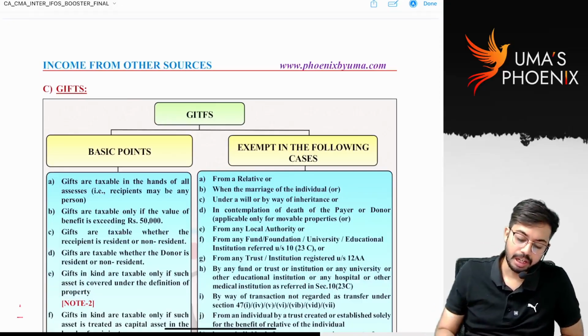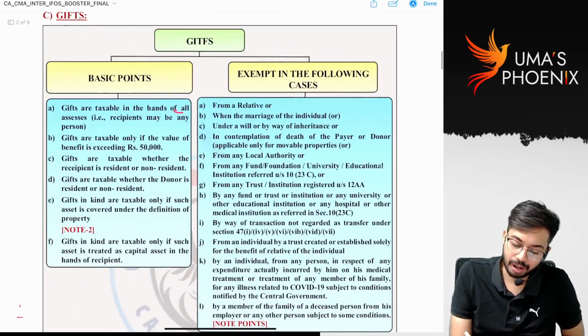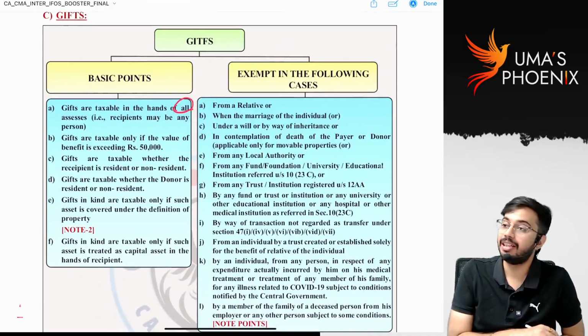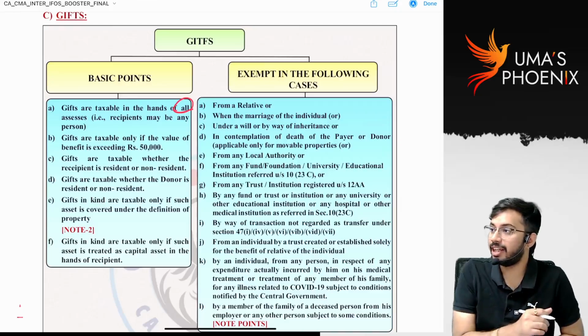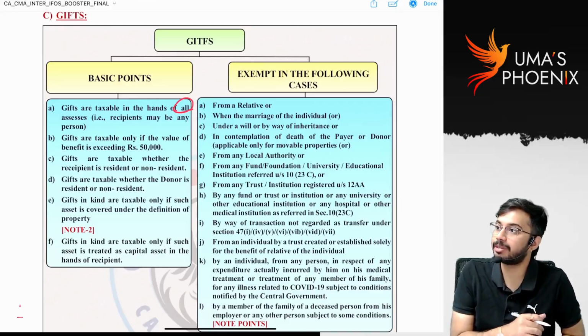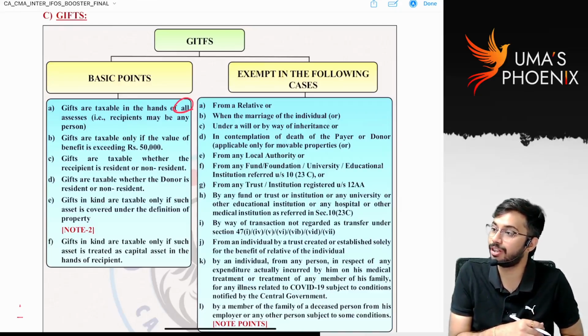First of all, gifts are taxable in the hands of all SSEs. Once upon a time, when I used to study CA IPCC, at that time gift was taxable only in the hands of an individual or HUF. But nowadays gift is taxable in the hands of all SSEs. Are you able to understand?